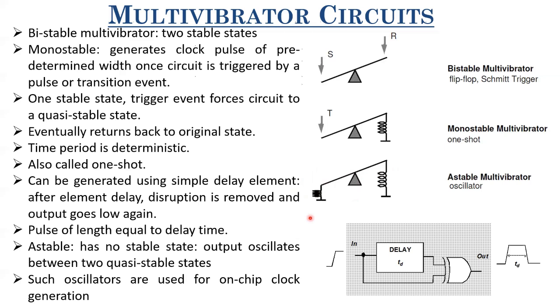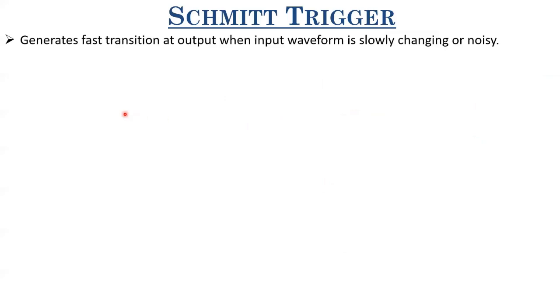Okay. So now first, let us discuss the bistable multivibrator, which we haven't discussed in detail till now, which is the Schmitt trigger. So what exactly is a Schmitt trigger? A Schmitt trigger is generally used for generating a fast transition at the output when the input waveform is slow changing or when you have a very noisy input. So it is used for pulse shaping basically. If you have a very slowly changing input waveform, where the rise and fall times are pretty high, or if you have a very noisy input which is ringing, then you pass it through a Schmitt trigger and generate an appropriate pulse which is suitable for your circuits, right?